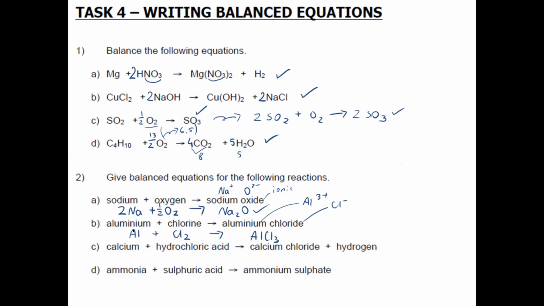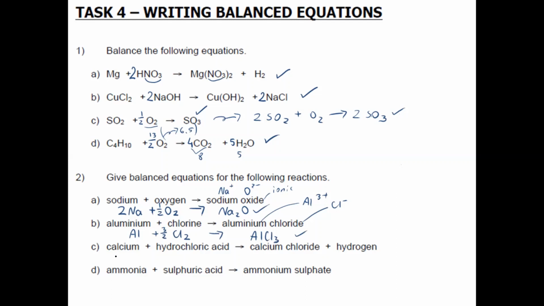Okay, now we need to balance it. So I've got 1 aluminium, 1 aluminium, 2 chlorines, and 3 chlorines. So I could do 3 over 2, and I can leave it like this. That's absolutely fine. So 3 over 2 times 2 will give you 3 chlorines, yeah?